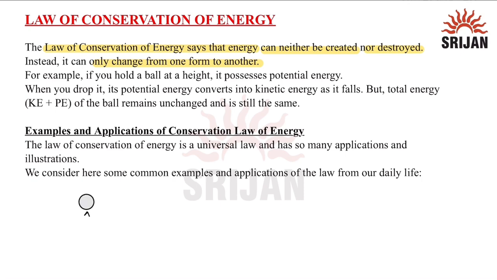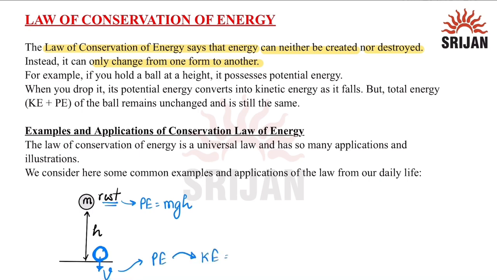This ball is at a height h from the ground, right? This ball of mass m is at rest. Now, this ball at rest contains gravitational potential energy, that is mgh. As this ball is released from here and comes down after some time with speed v, it strikes the ground. All the potential energy would have been converted into kinetic energy, that is half mv square.